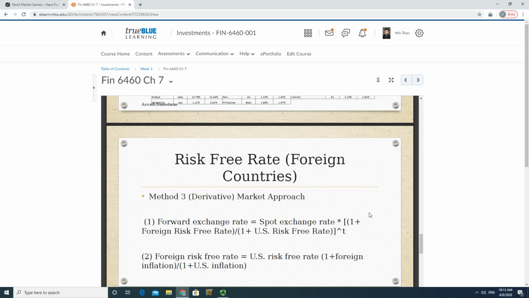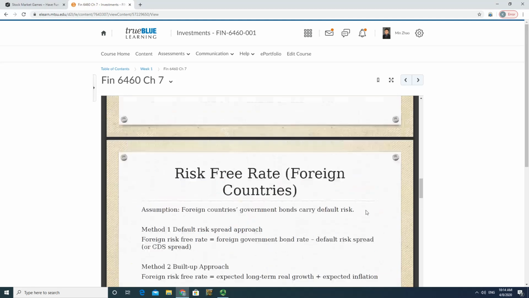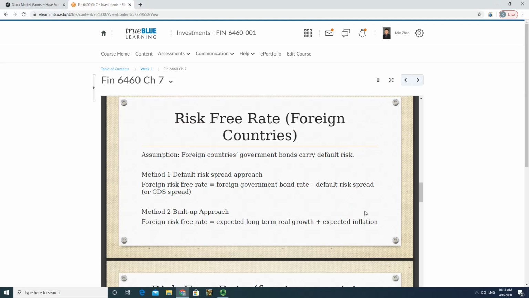The 10-year T-note rate, TIPS rates plus the inflation rate, and the third one is the US long-term growth rate plus inflation. 3 tools. Risk-free rates in the US. And for foreign risk-free rates, you have 4 tools based on 3 methods. Right? Let me go back to this foreign country risk-free rate. The first one is based on the default risk spread approach. That's your first tool.